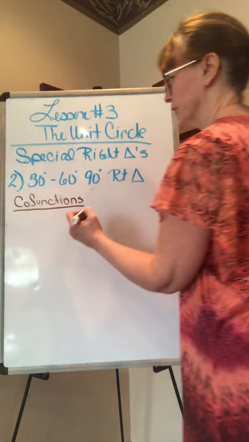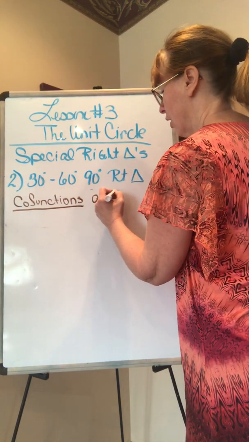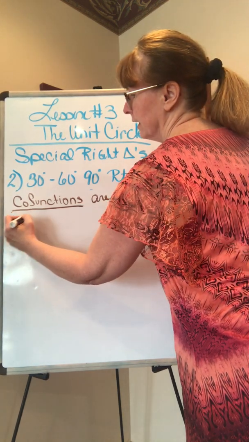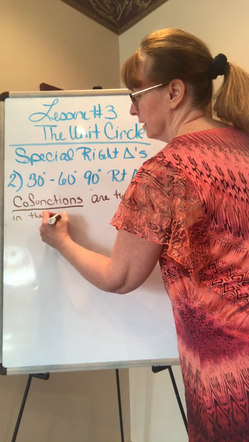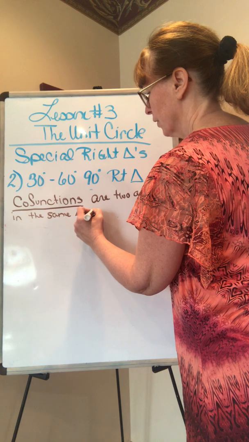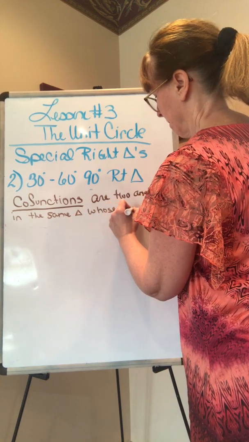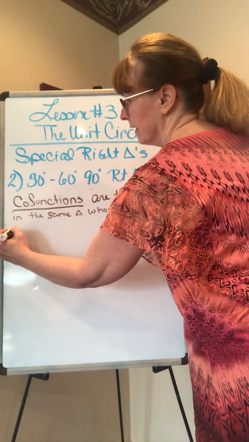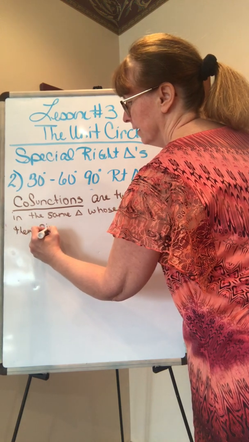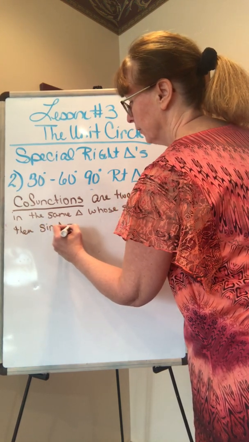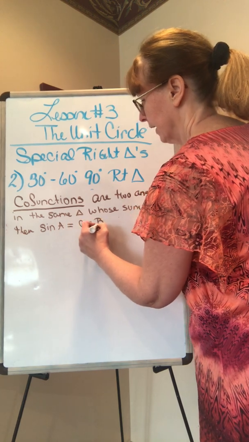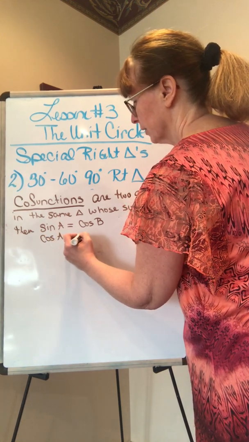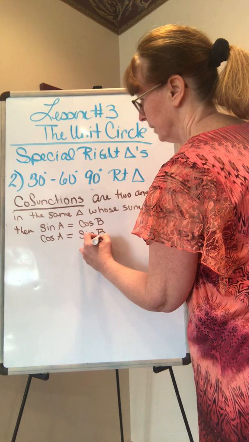Cofunctions are two angles in the same triangle whose sum is 90 degrees, then the sine of A would equal the cosine of angle B, and the cosine of angle A would equal the sine of angle B.